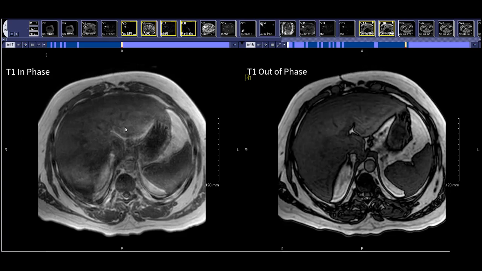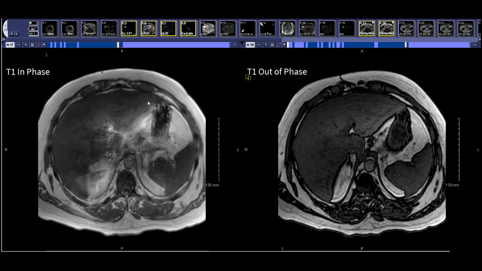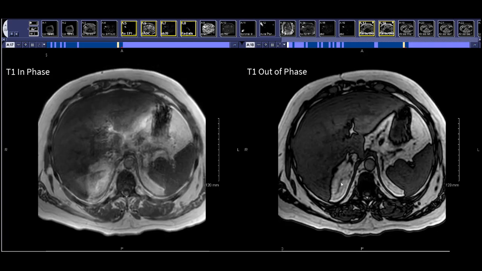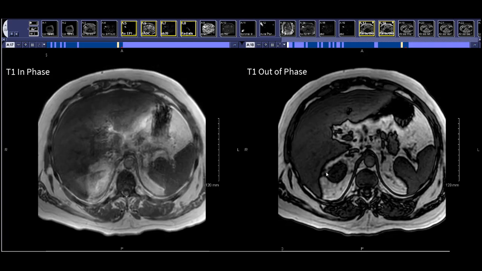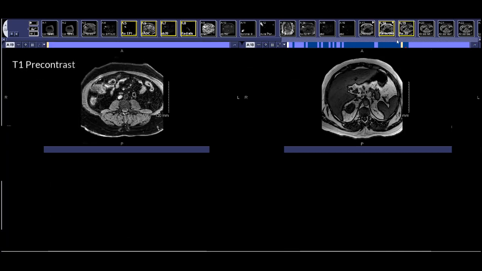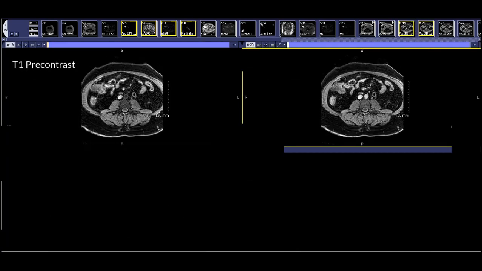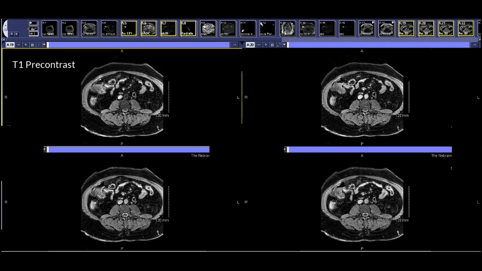We can look at other lesions more specifically as well to see if they contain microscopic fat, or the India ink artifact to suggest macroscopic fat. This patient doesn't have any lesions that we're going to look for in this case. And lastly, we're going to finish up with our post-contrast imaging.